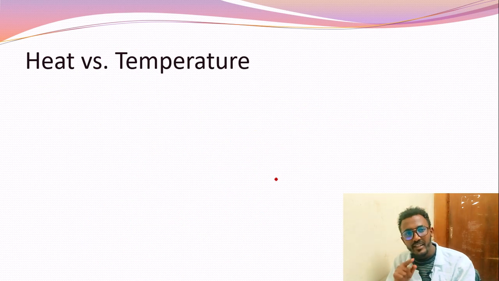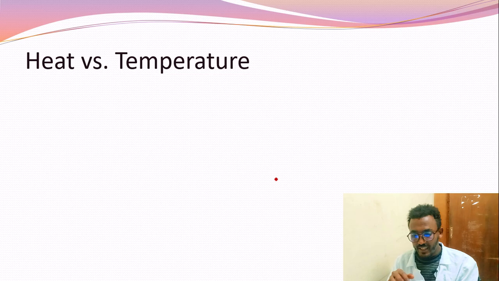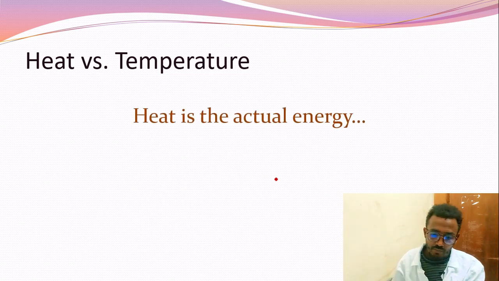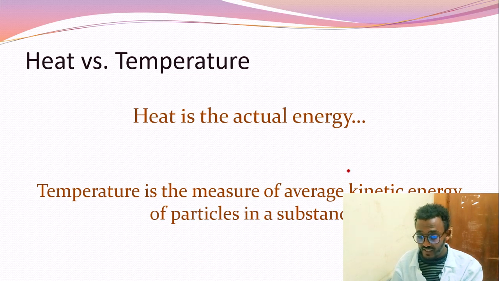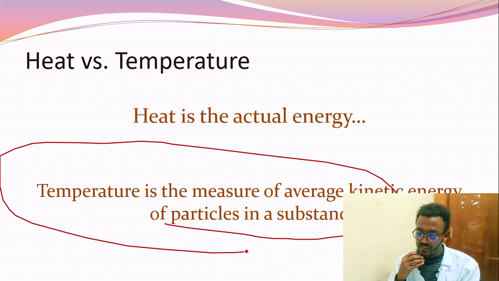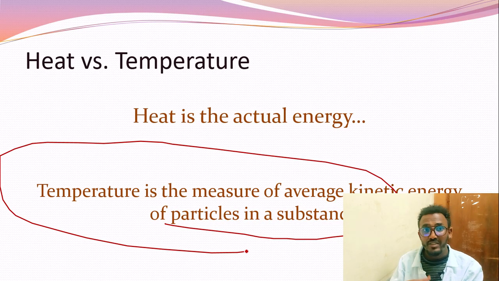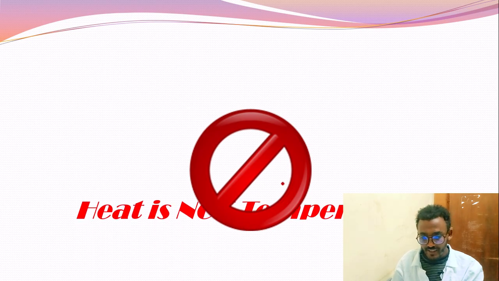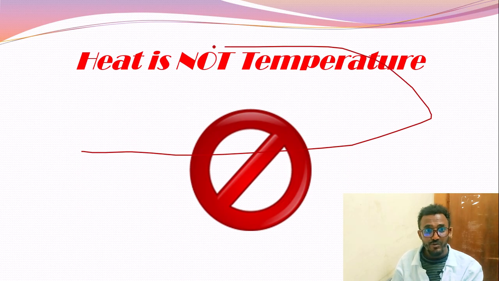The other thing is heat versus temperature, okay? Heat is the actual energy, but temperature is the measure of average kinetic energy of particles in a substance. I want you to bear this in mind. They are totally different terms. I've seen my students using these interchangeably, but they are totally different terms, okay? The actual energy, and the measure of average kinetic energy: heat and temperature. So heat is not a temperature. I always tell this to my students.